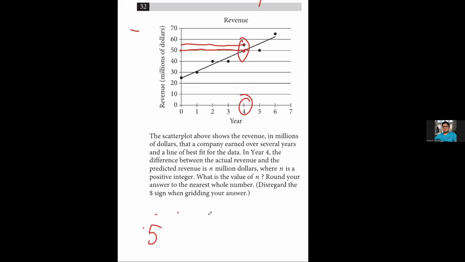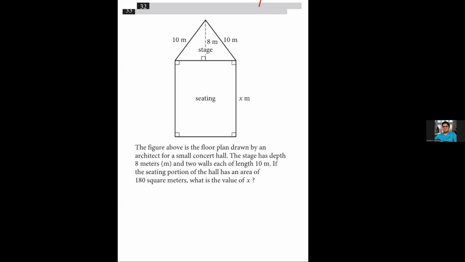In this case, they actually accepted three answers. They accepted 4, 5, and 6. If you put any of these three, it would be correct. But yeah, kind of a weird question. Okay, question 33.